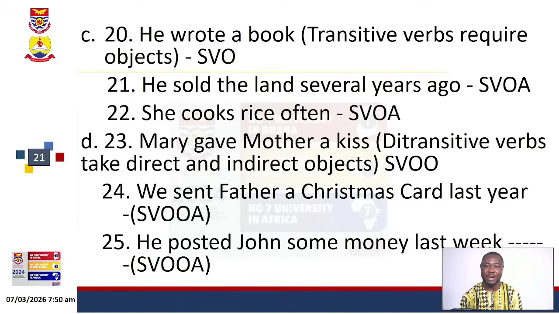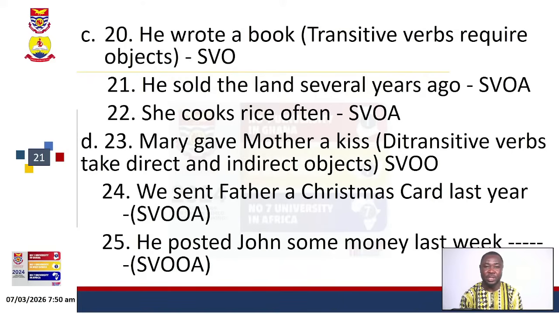Okay, so if you have another example like "He bought me a flower on Valentine's Day." He bought me a flower. What did he buy? He didn't buy me. He bought a flower. So a flower is the direct object. Me is the indirect object. So it tells us that the one that is the beneficiary of the action is the indirect object. But mostly it is the one that comes first. So if you look at "Mary gave mother a kiss," mother, which is the indirect object, comes first and then is followed by the direct object.